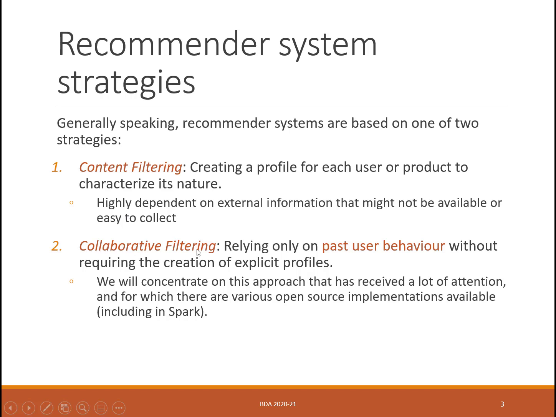Collaborative filtering is an alternative approach to content filtering. This approach needs no explicit profiles and only relies on the past behaviors of users, such as user ratings, watched videos, visited products, and search patterns. This is a huge topic, and in this module we attempt to cover collaborative filtering because it receives a lot of attention, and there are various open source implementations, including an implementation in Spark.